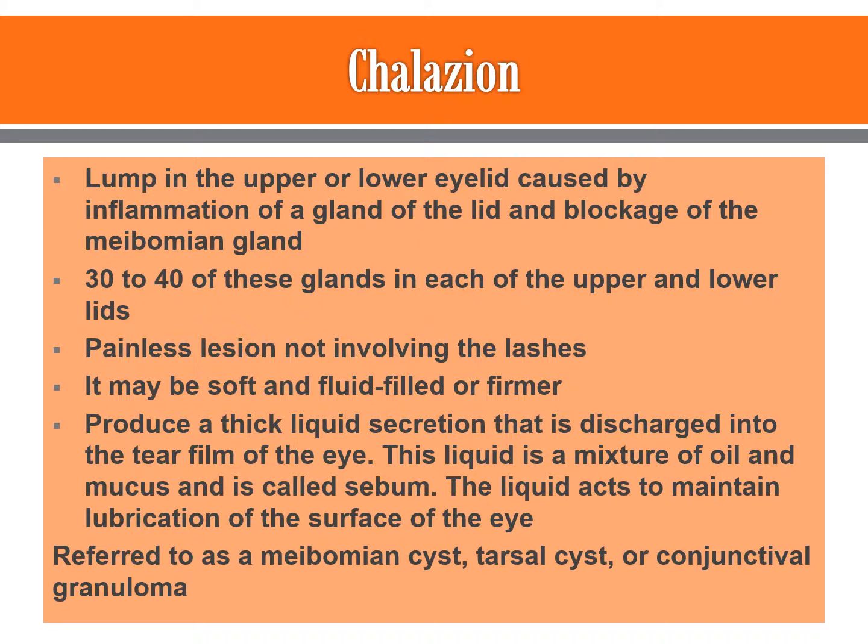They produce a very thick liquid secretion, and it is discharged into the tear film of the eye. This liquid is a mixture of oil and mucus called sebum, and the liquid then maintains the lubrication of the eye. The tiny openings of each of these oil or sebaceous glands are just behind the eyelashes at the lid margins, of both the upper and the lower lids.